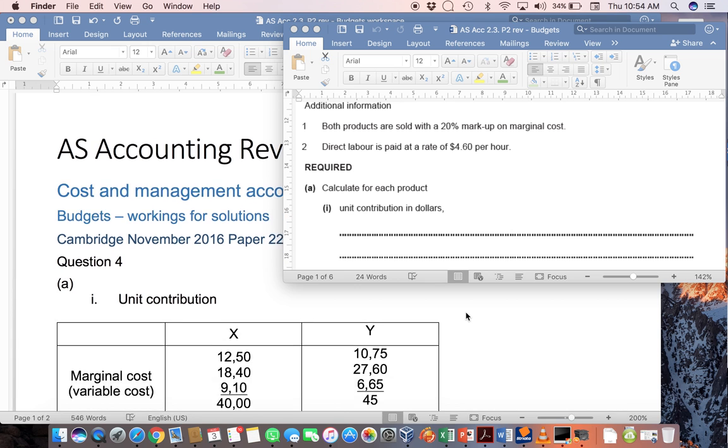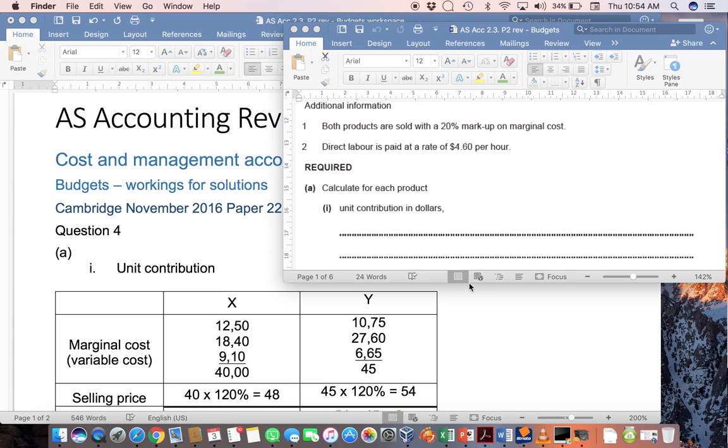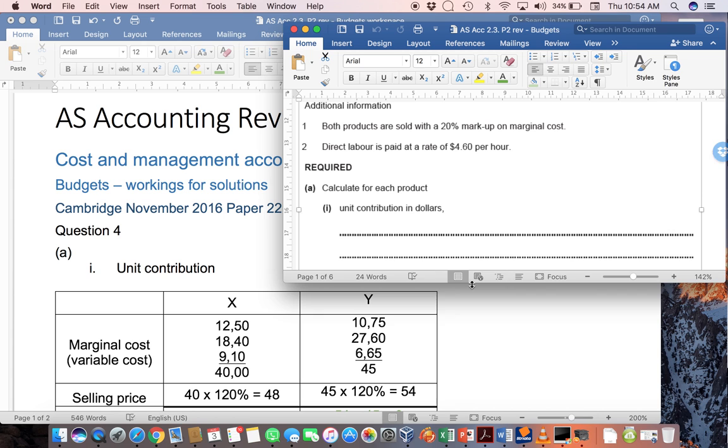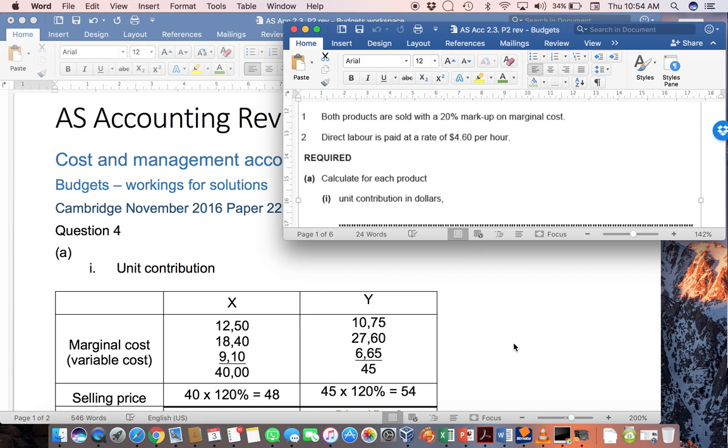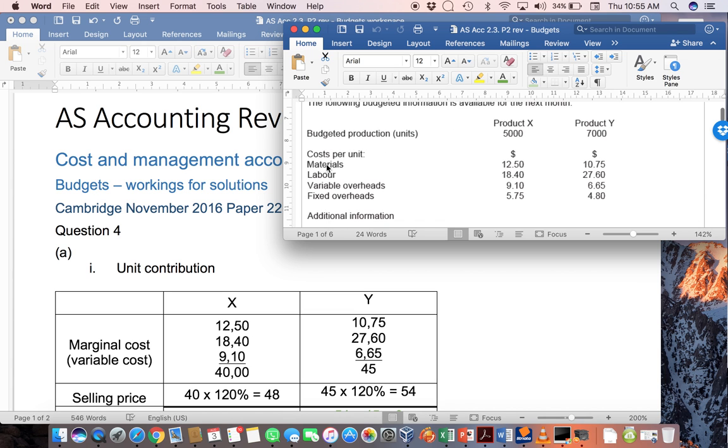Now, in order to be able to do that, let me just move that a little bit out of the way. There we go. What we're going to do is we'll start off by working out this marginal cost or variable cost that we're talking about. So you add together your material cost for X of $12.50, labor for X of $18.40, and variable overheads of $9.10. And if you add all of those, you'll get a marginal cost of $40.